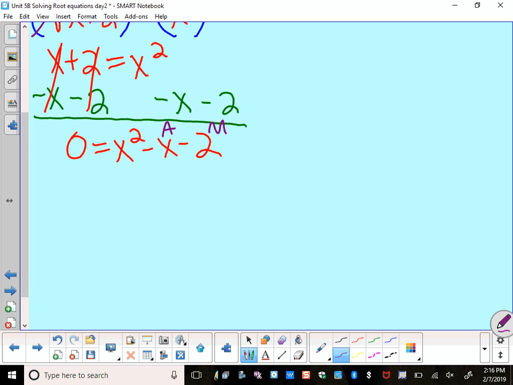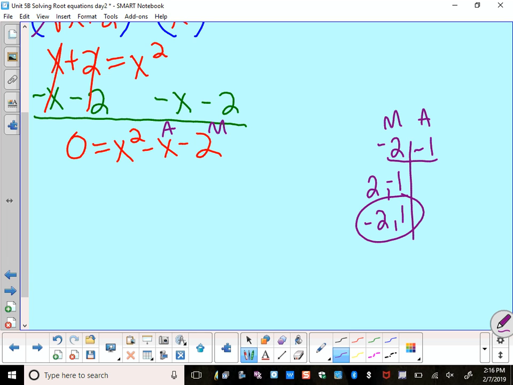I need two numbers that multiply to give me -2 and add to give me -1. So that would be 2 and 1. What gets the negative? The 2 gets the negative. Alright, at least this is the shortcut. So I'm going to have x minus 2, x plus 1.